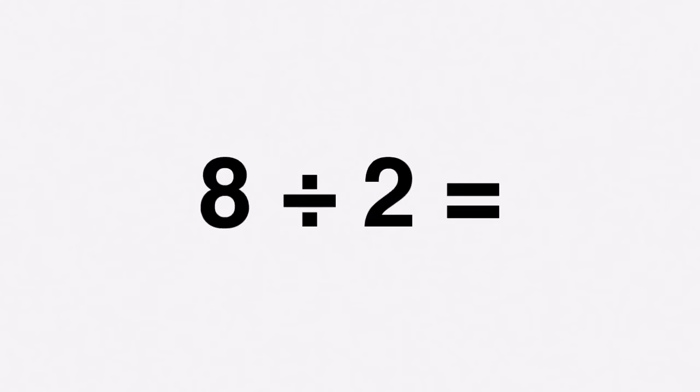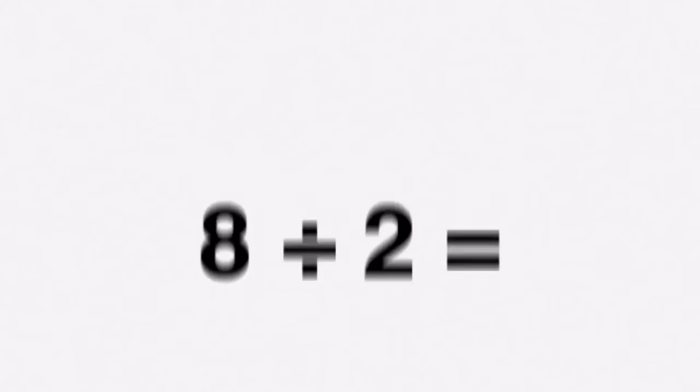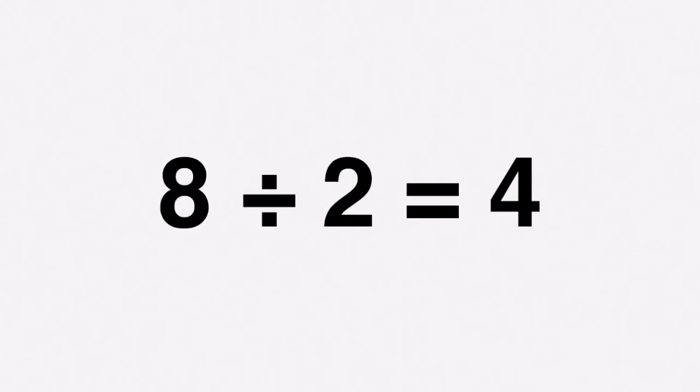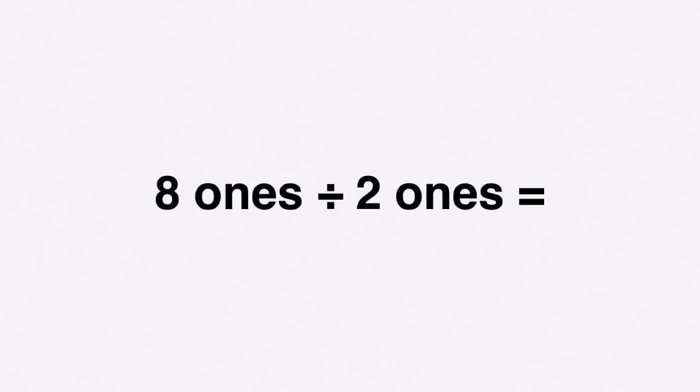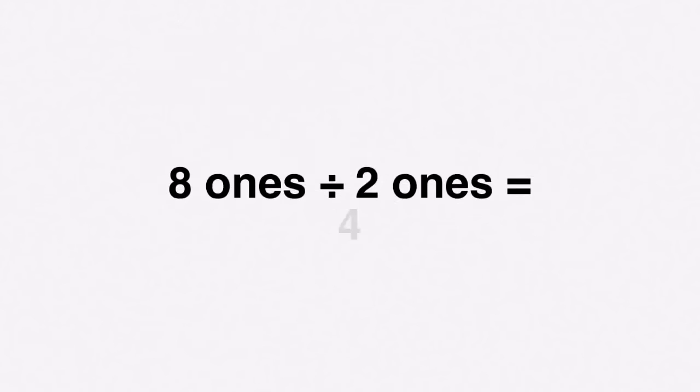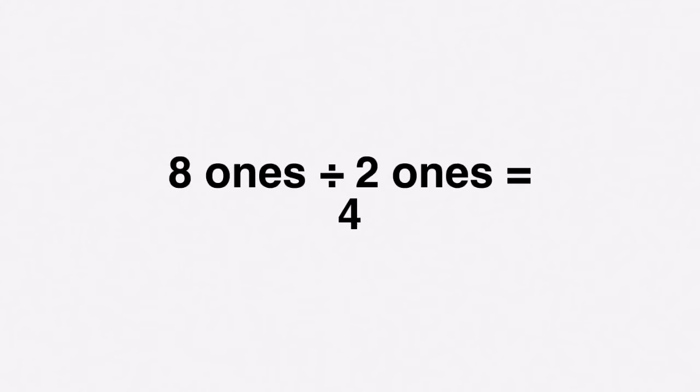Okay, ready for some quick math? Go. 8 divided by 2, what is it? Yes, 8 divided by 2 is 4. Whether we do it measurement way or partitive way, it's going to equal 4. What about 8 ones divided by 2 ones? What would that be? Yeah, 4, right? 8 ones divided into groups of 2, or how many 2 ones are there in 8 ones?